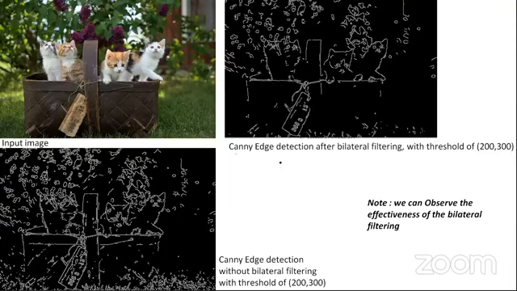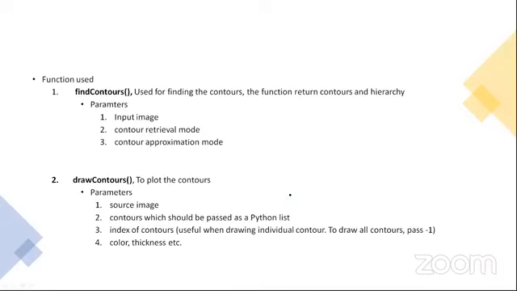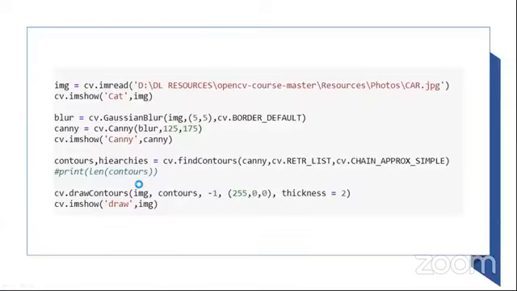Now moving forward, we have contour detection in OpenCV. A contour is simply a curve joining all the continuous points having the same color or intensity. Contours are a useful tool for shape analysis and object detection and recognition. That's the important point here. The second most important point is that contour detection is applied after the Canny edge filter. We will use the findContours method to find the contours and the drawContours method to draw them.